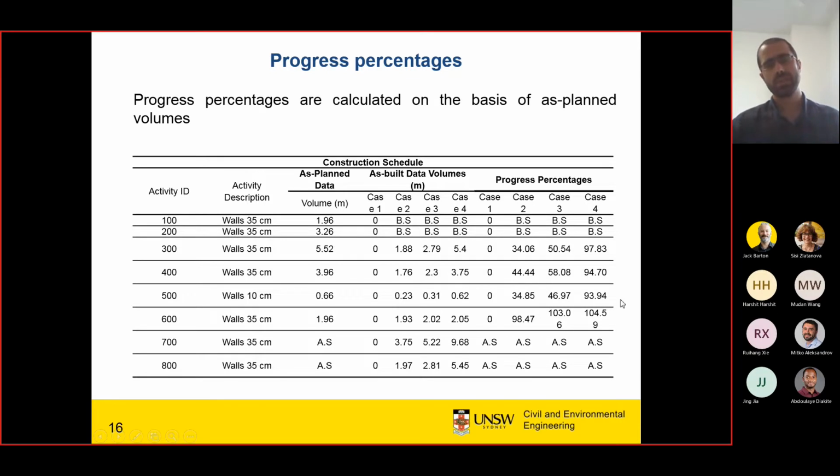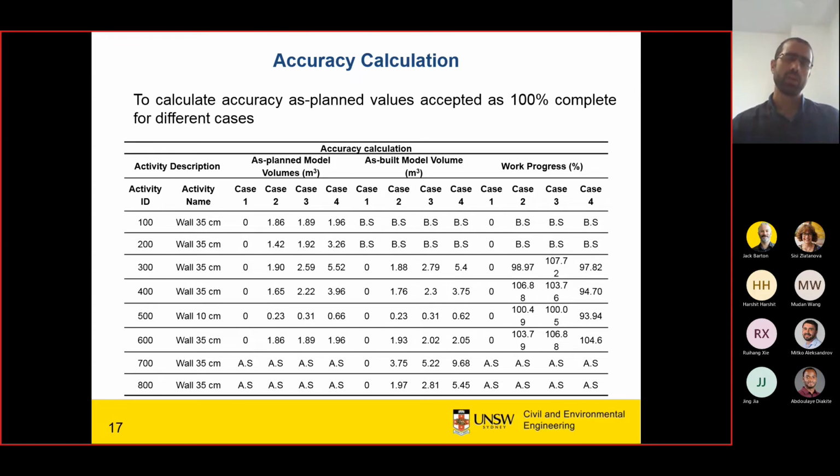Here we just calculated the progress of the work for only the activities that are inside both models, that we have in the as-planned model and also in the as-built models. Then we need to calculate the accuracy, because there are some activities more than 100 and some less than 100. To calculate the accuracy of the work, we accepted the as-planned model for each case as 100% complete to further calculate the accuracy.